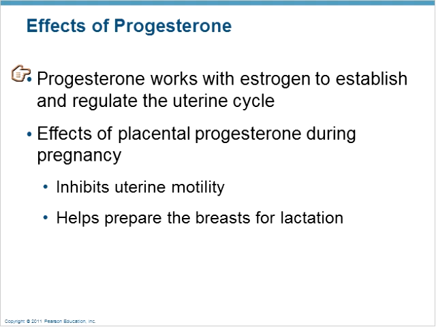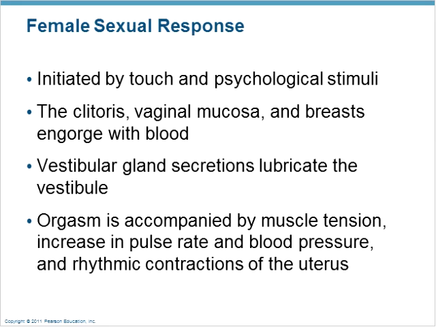Progesterone works with estrogen to establish and regulate the uterine cycle. The effects of placental progesterone during pregnancy are that it inhibits uterine motility and helps prepare the breast for lactation.